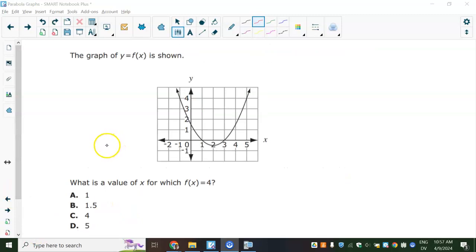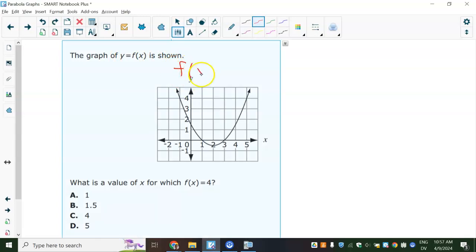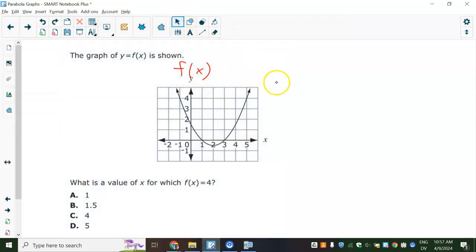Okay, next one, again, is interpreting a graph. And it's a little weird because we're using f of x. So they're saying the y here is equivalent to f of x. It's asking what value of x, somewhere along the x-axis, will y equal 4? Because basically they're saying y is the same thing as f of x. So this is saying what value of x will make y 4.